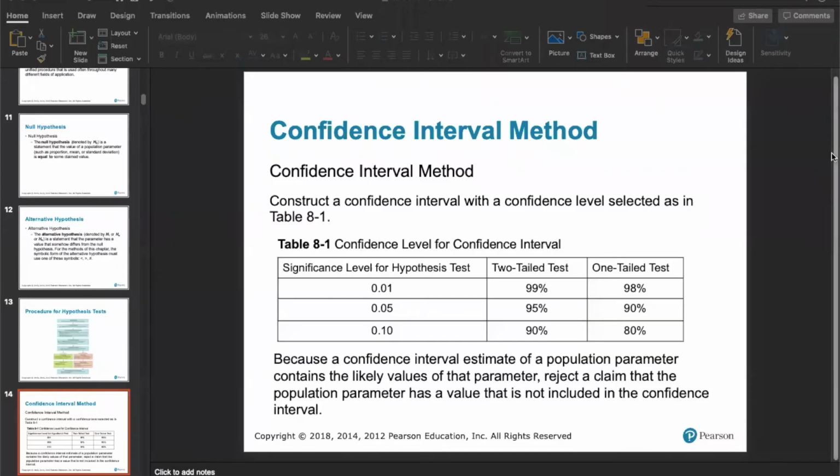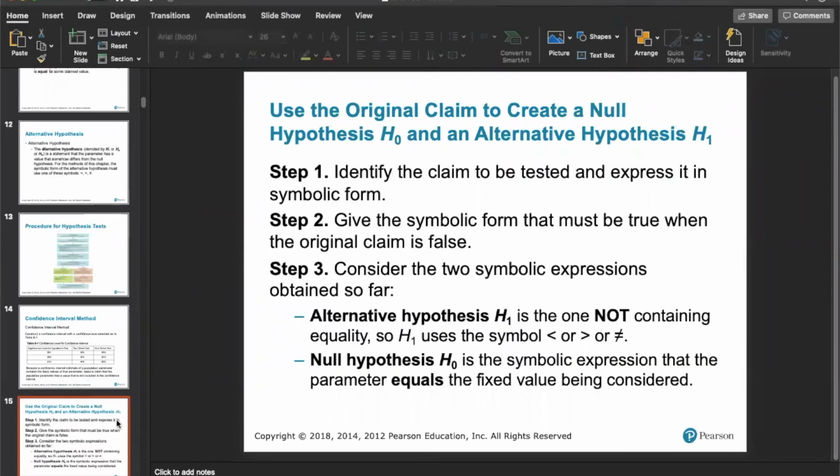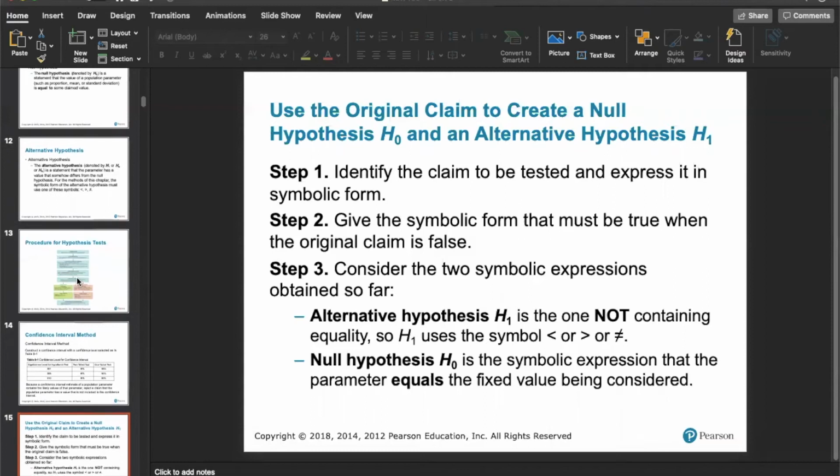All right, guys, so if we're looking at creating confidence intervals, we want to look at them the same way. We're still using our alpha to find our significance level, and then converting it to whether we're looking at 2 tails or 1 tail. So I marked this down as one of the important slides: using the original claim to create a null hypothesis and an alternative hypothesis. So step 1, we want to identify the claim that's being tested and express it in symbolic form.